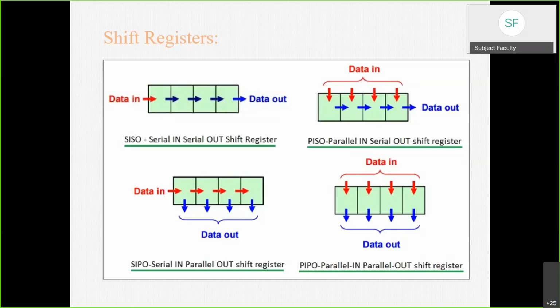But what do you mean by parallel combination? There will be multiple inputs or outputs, okay, and the data will be available simultaneously. Data will not be one after the other, it will be available simultaneously. So this is about the types of shift register.